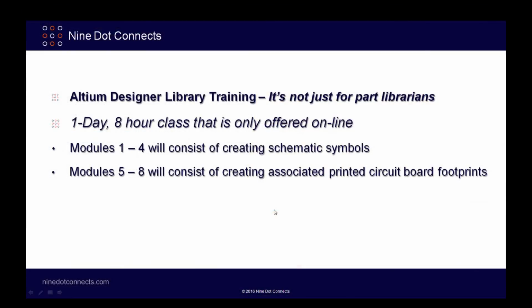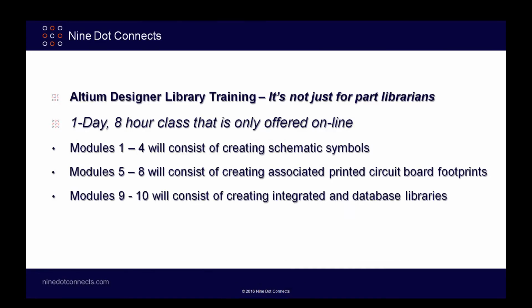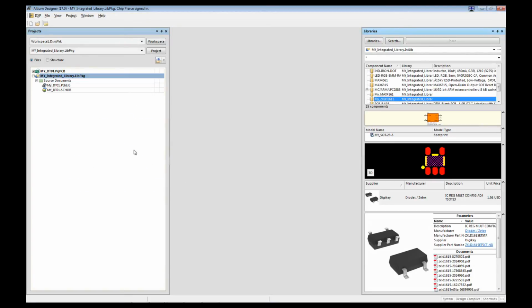After students have mastered the basics of schematic and PCB libraries, in mods 9 and 10, our library training class concludes with students creating integrated libraries and their own corporate database libraries. It's easy. The schematic and PCB library are placed in a separate folder in a library project created, and when that library project is compiled, an integrated library file extension is created, and you'll see all the supplier links are included, so it's a fully qualified component.